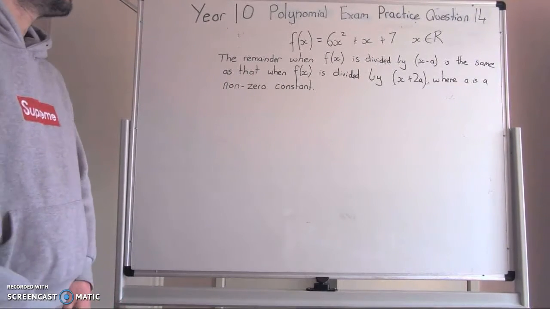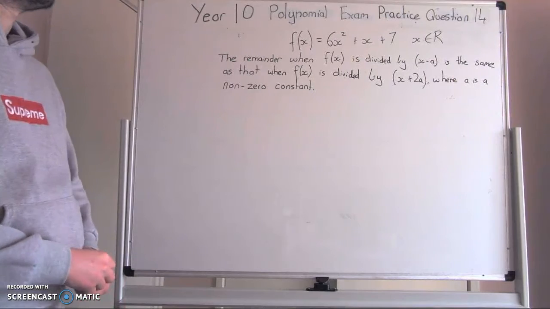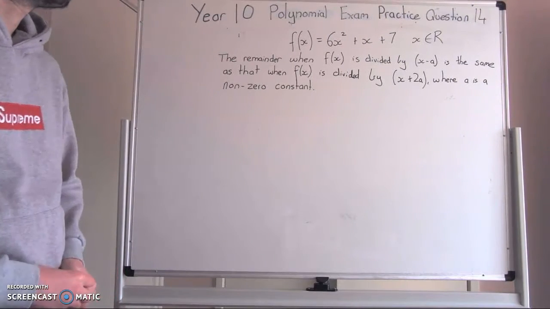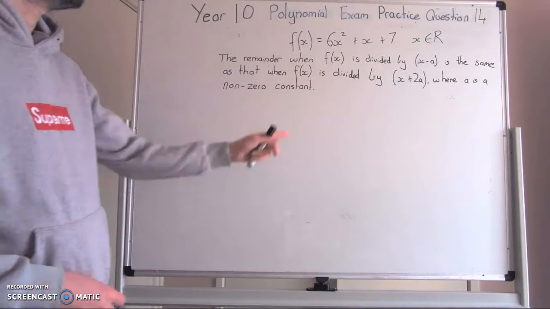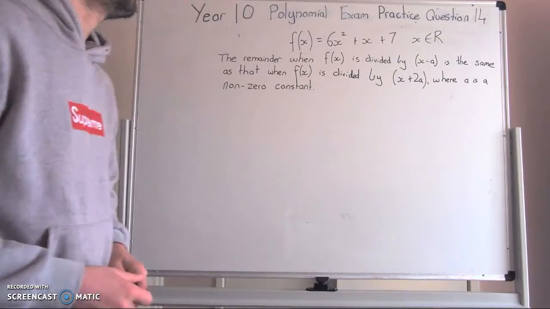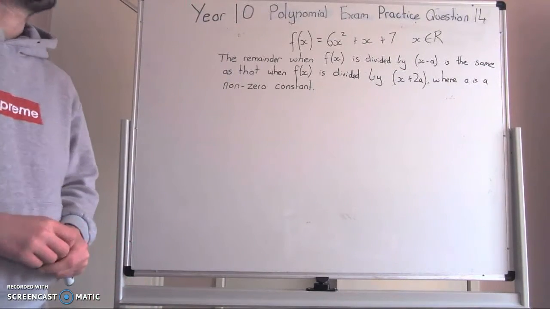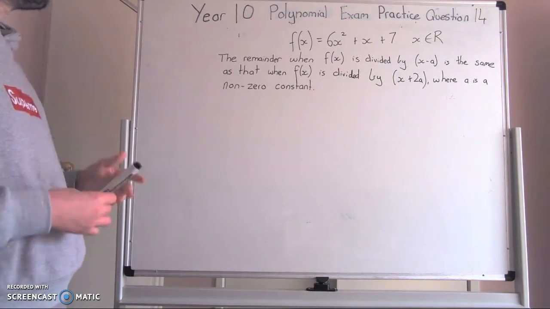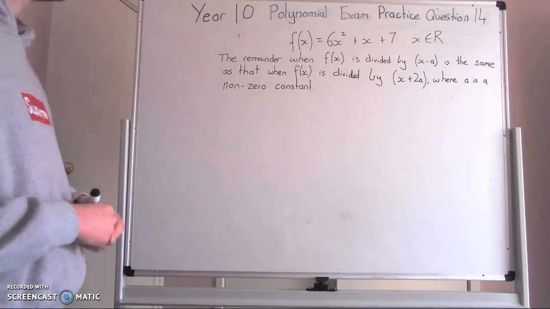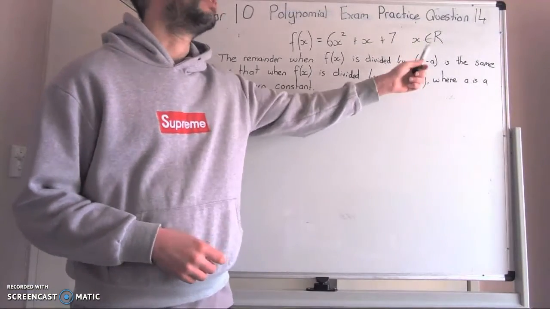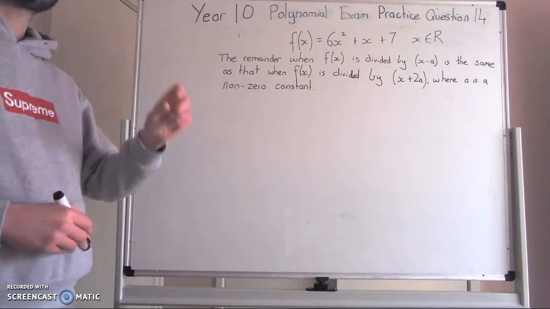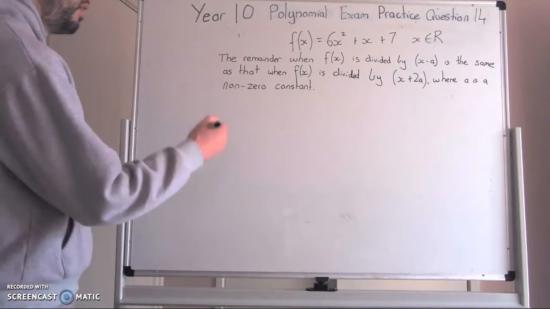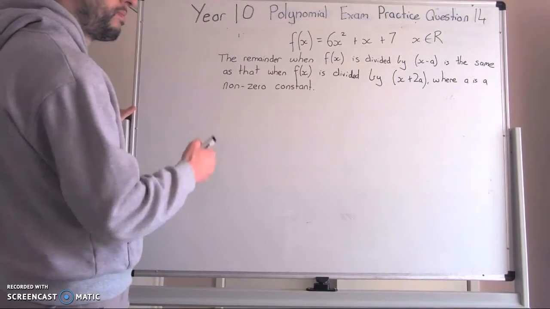The remainder when f(x) is divided by x minus a is the same as that when f(x) is divided by, in brackets, x plus 2a, where a is a non-zero constant. So we know that the remainder is going to be the same when we divide with both of these. That gives us a hint. So let's have a look.